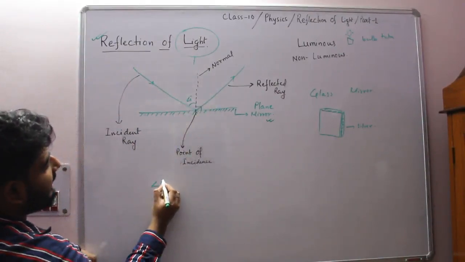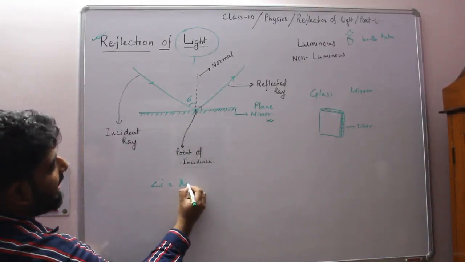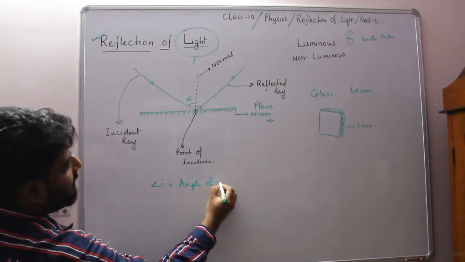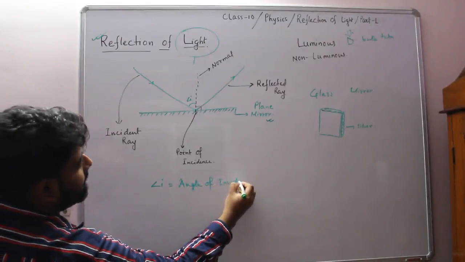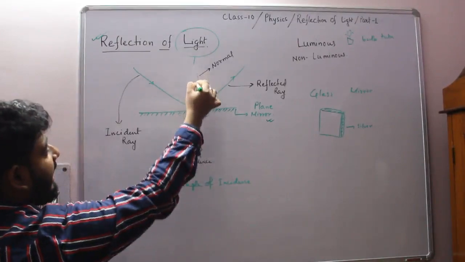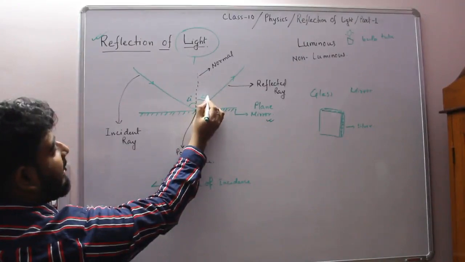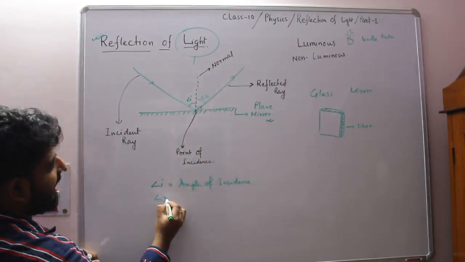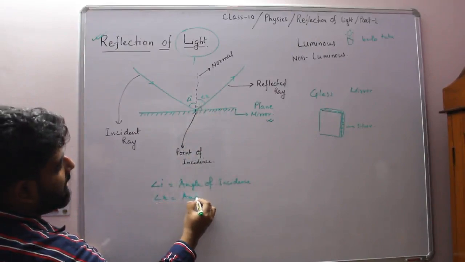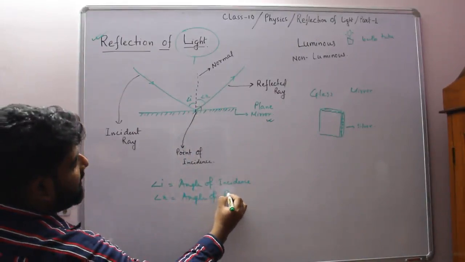Okay. Now what is angle I? Angle I is called the angle of incidence, and the angle between the normal and the reflected ray is called the angle of reflection. So angle R means what? Angle of reflection.